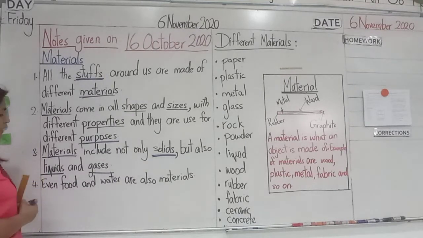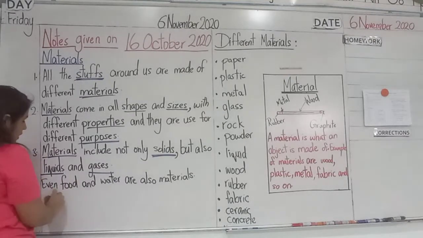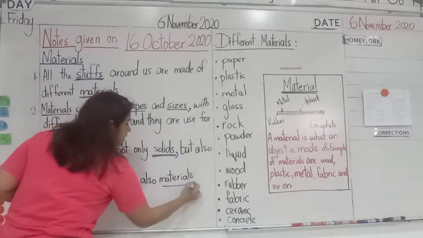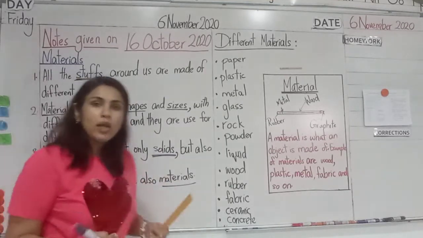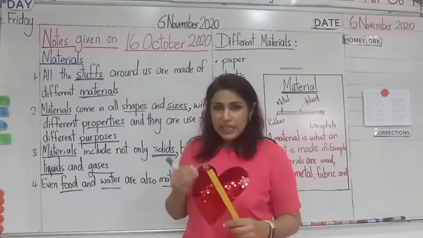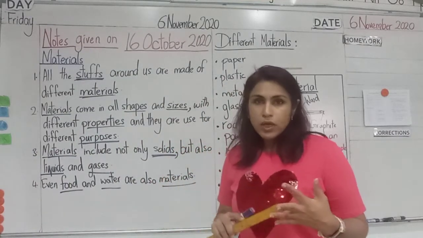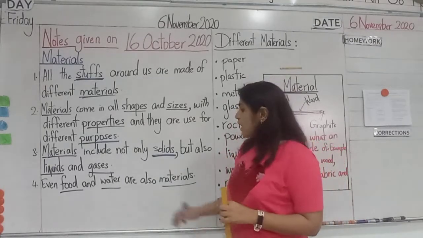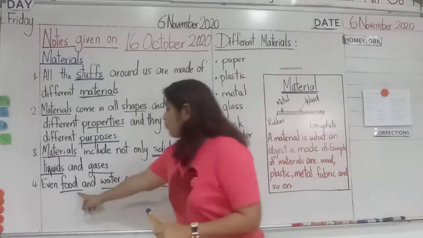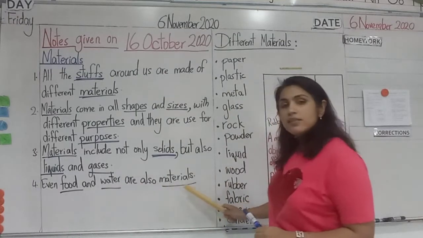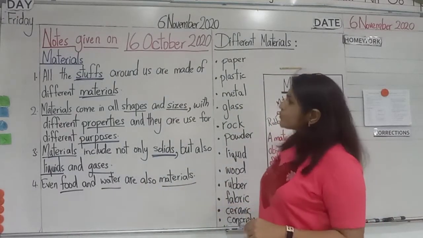Point number 4, even food and water. Food and water are materials. Food is nothing but solid which we eat, we chew and we digest it. Liquid falls under juice, water, milk, those are liquids. So these two, food and water, fall under materials as well.